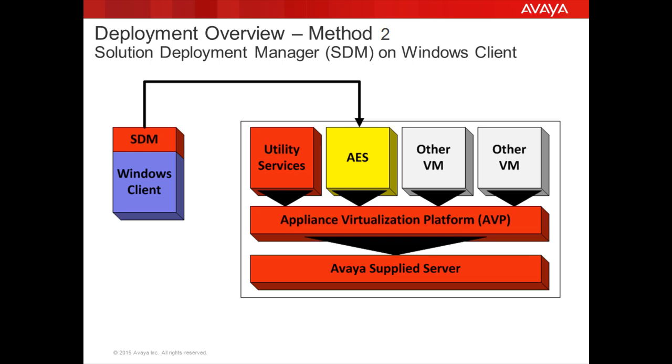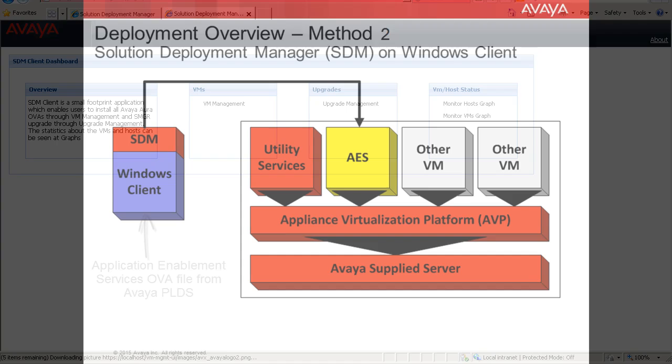It is also worth mentioning that I have already pre-downloaded the AES OVA file from Avaya PLDS. So the OVA is on the Windows client PC where I am running the SDM from. Let's look at how to get the AES deployed.